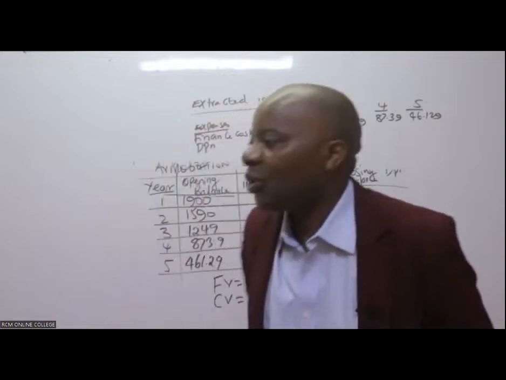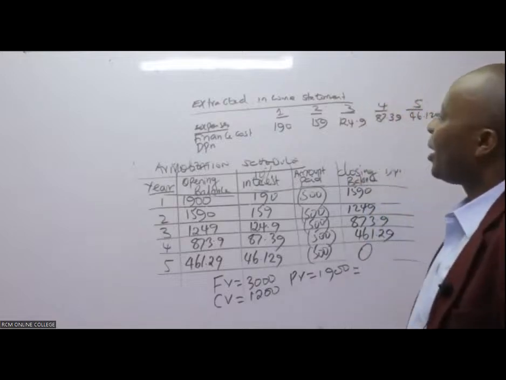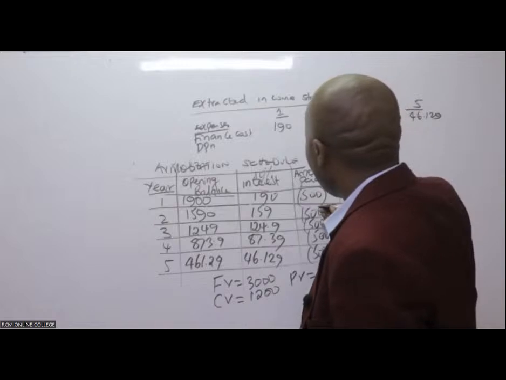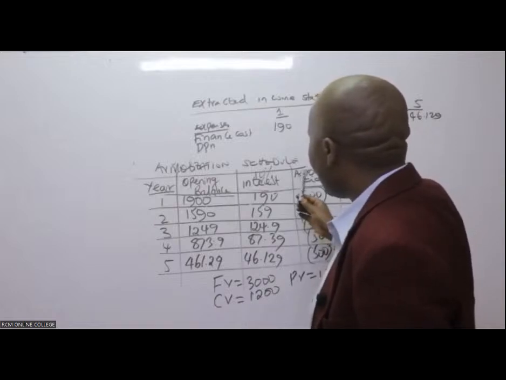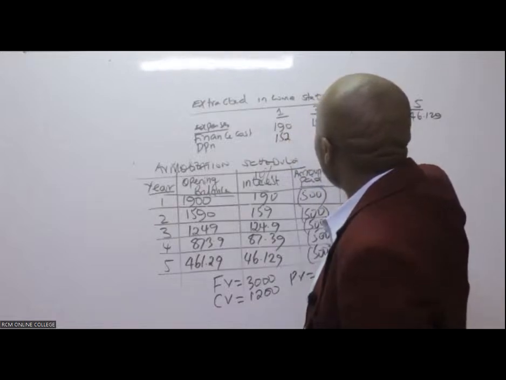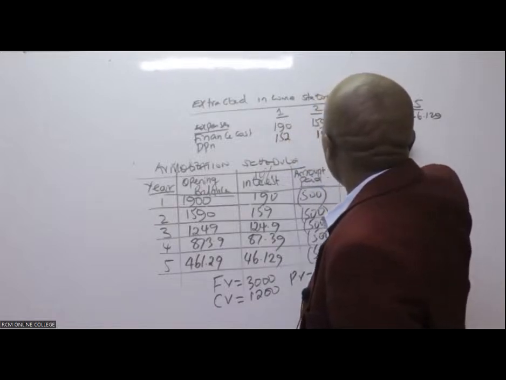So come and give us, ladies and gentlemen, the depreciation. What do we have here? The figure is here. We got it as 152. It's straight line, remember?